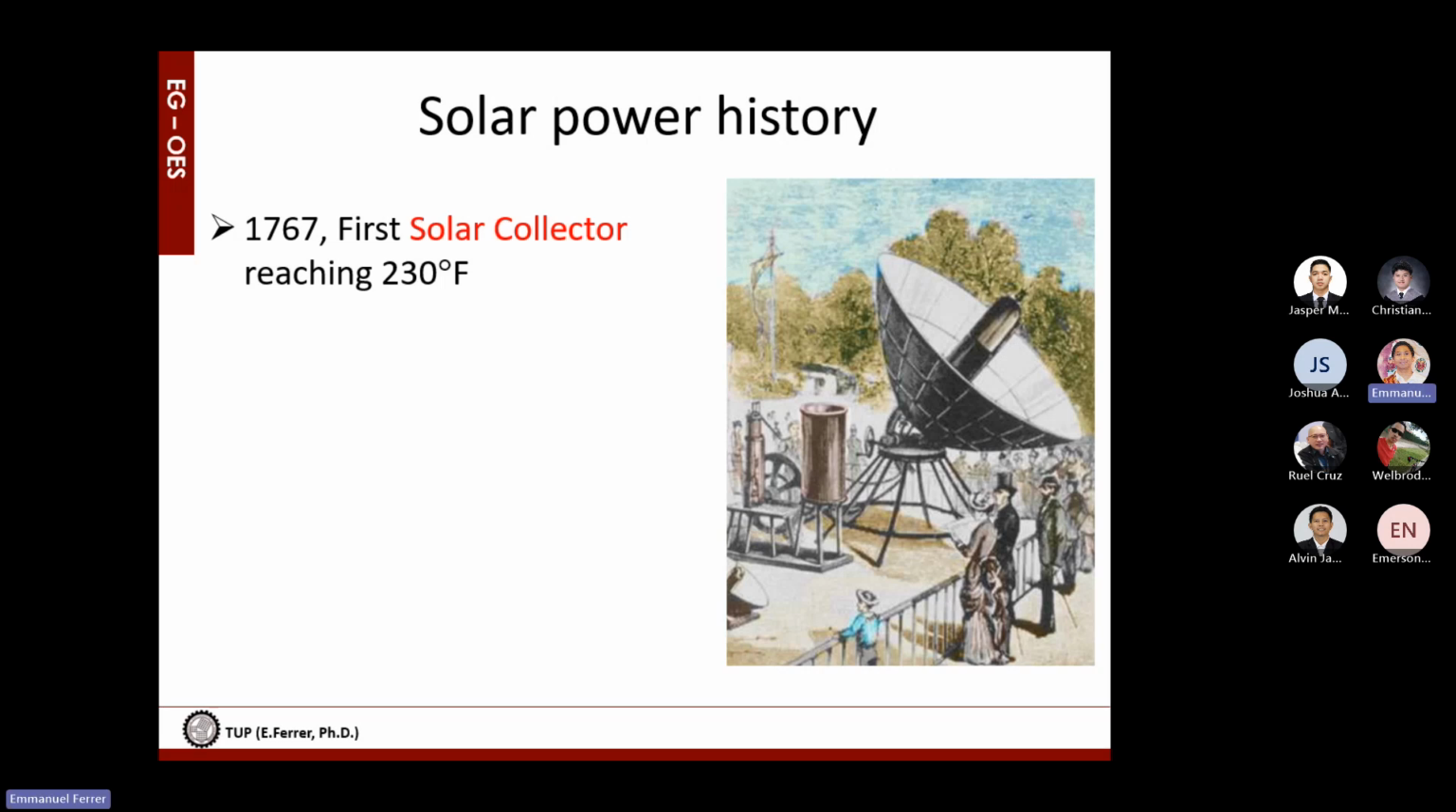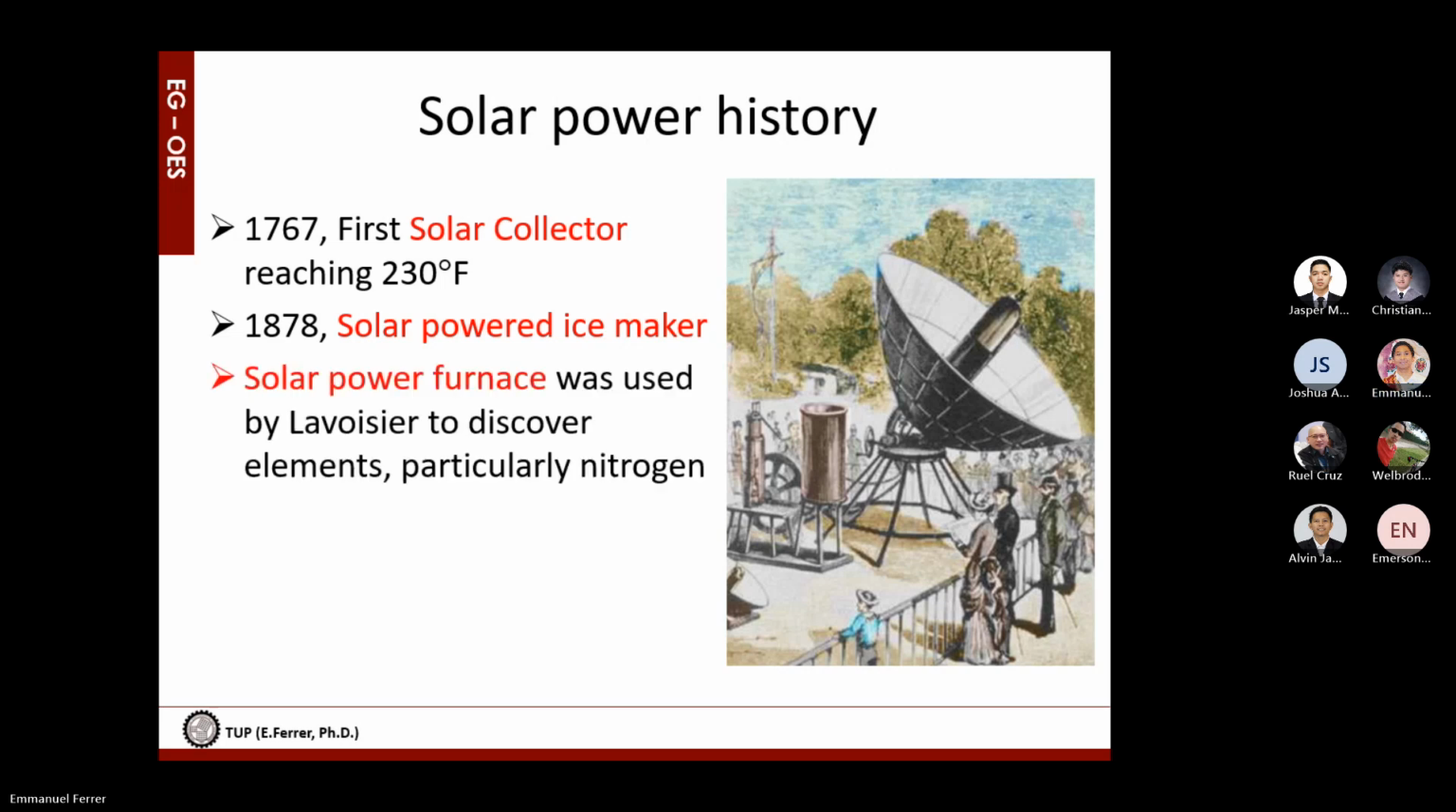Pero saan kaya siya ginamit? 1878, yung init gumawa ng ice, no? So we have solar-powered ice maker. And then we also have solar-powered furnace. Actually, ang luma na ng technology, pero hindi siya pumatok. For some reason, na-discover si fossil fuels, no? Naging ganun eh. Parang ano lang din yan, yung sa petroleum, same thing.